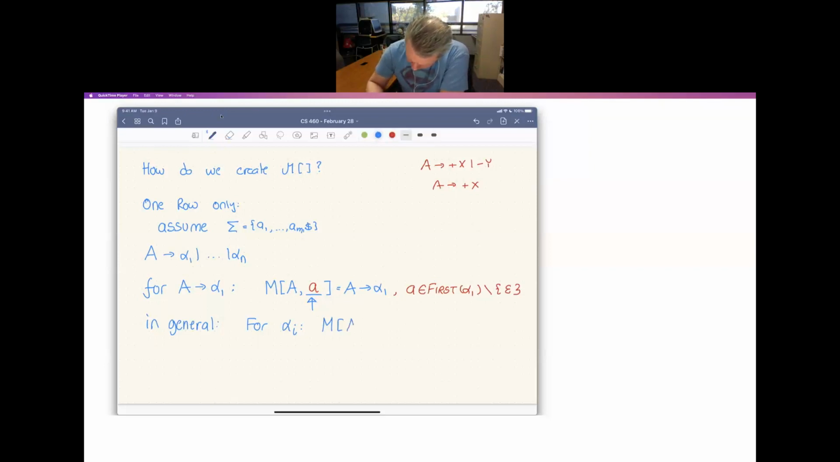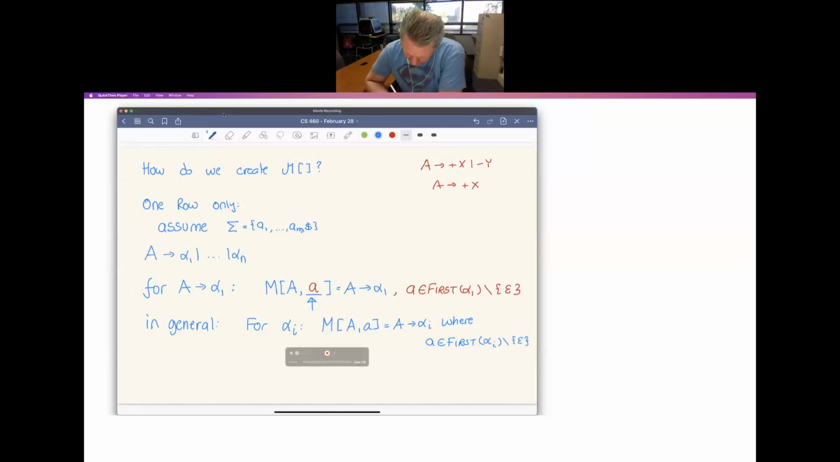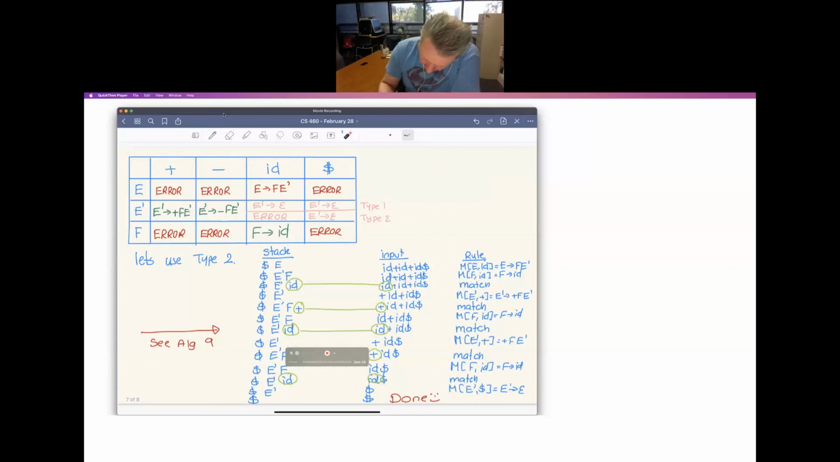So m of A comma little a is A goes to alpha I, where little a is in the first of alpha little I. So that's fine. That would actually nicely fill out this table here for this one, and this one. It wouldn't do these two, right?